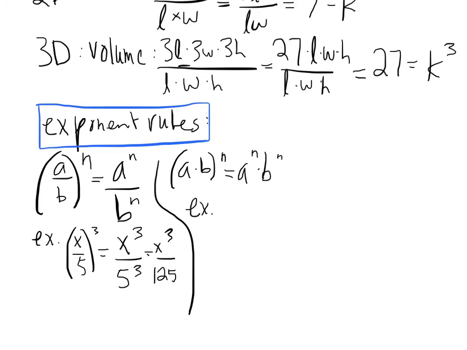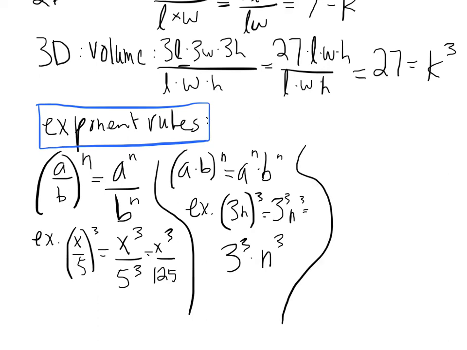Example, what if I had 3n cubed? Well, that would be 3 cubed times n cubed, which would be 3 times 3 is 9, times 3 is, oh, I don't have my calculator handy, but I'm just going to write 3 cubed, and you can plug that in later if you want. But you get the gist of how that works.